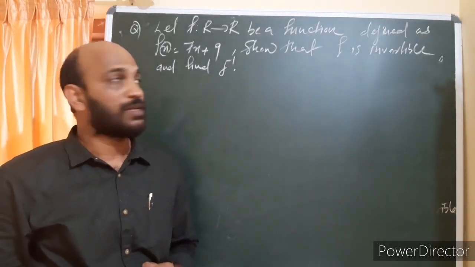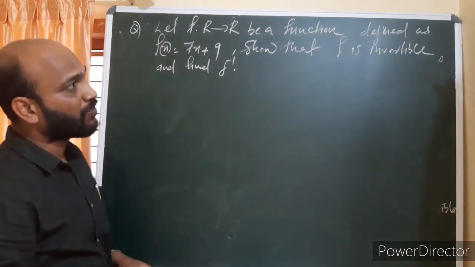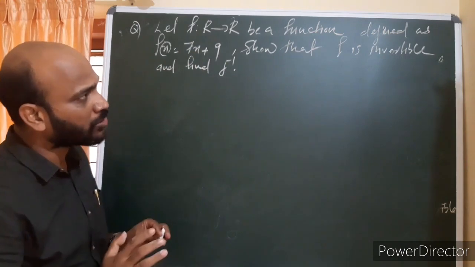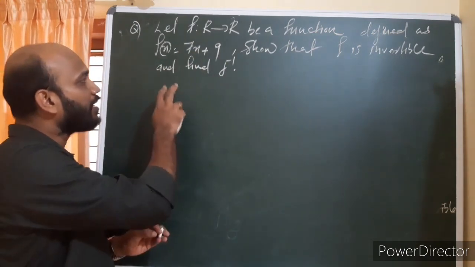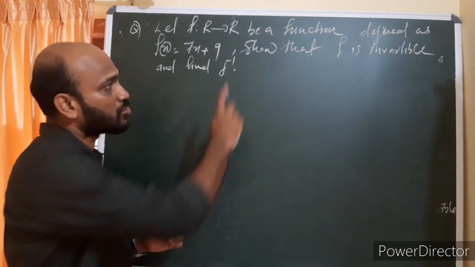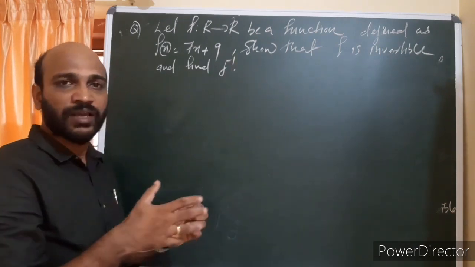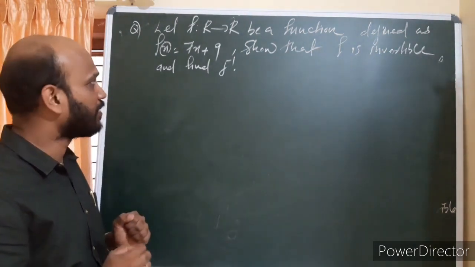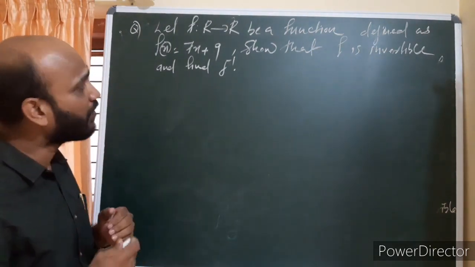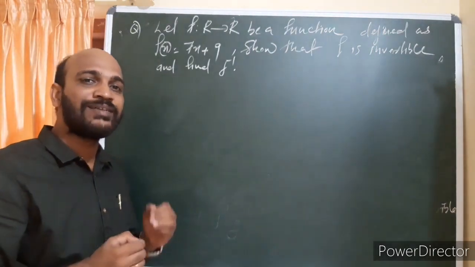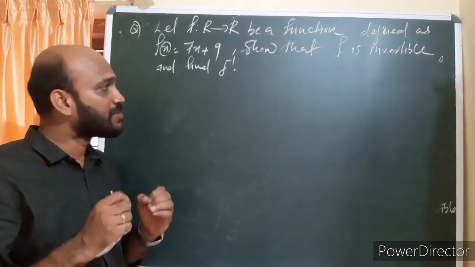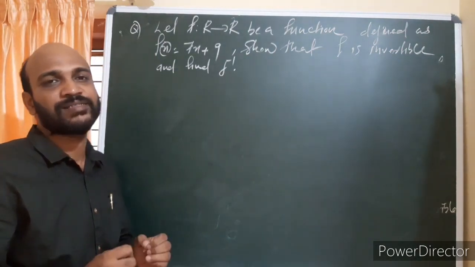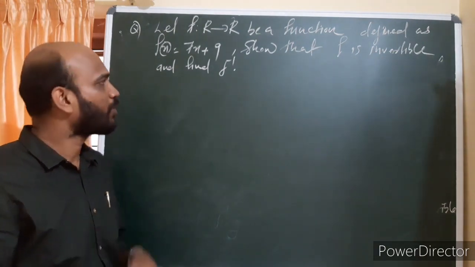Now consider one question. Let f from R to R be a function defined as f of x equal to 7x plus 9. Show that f is invertible and find f inverse. The question is show that f is invertible, so you can use any one of the two methods. In this question, I will use the composition method. How can we use it? We want to find one g satisfying the condition g of f of x equal to x, f of g of y equal to y. Then we can say that f is invertible. Okay.